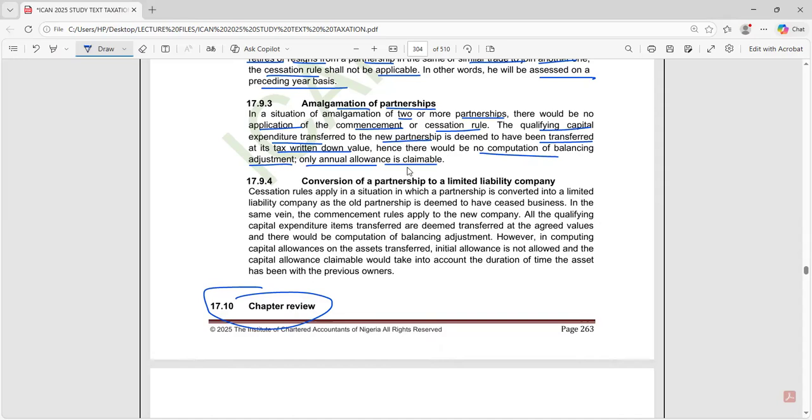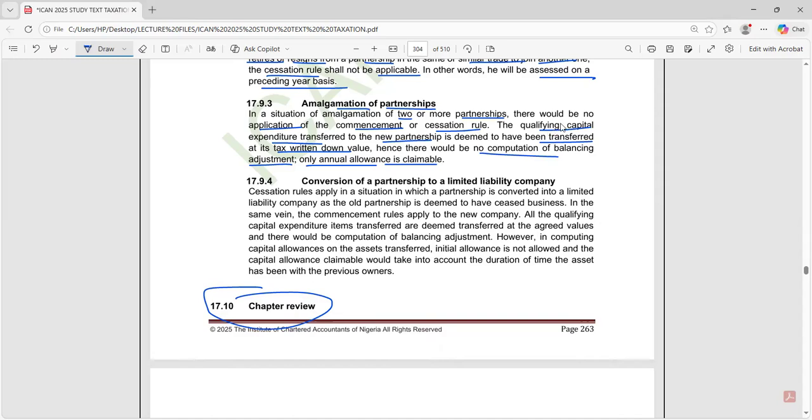So where two partnerships are coming together, you will not apply commencement or cessation. Let me explain. When two partnerships are coming together, they will close their original partnerships and form a new one. So somebody may be thinking that as you are closing that one, we are going to do what? Cessation. As you are forming a new one, we're going to do what? Commencement. But they are saying no. Am I making sense now? So you are not doing that. That's what they said there. There will be no application of the commencement or cessation rule.